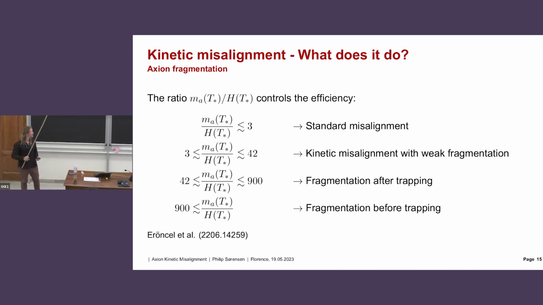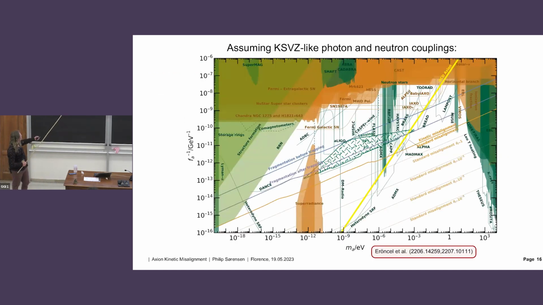If it's a little bigger than Hubble, then you have kinetic misalignment in the form that was envisioned by Co et al. If you try to push it further, then the mass becomes so large that you really probe the anharmonicities and have fragmentation while oscillating in the cosine potential. And if you push it even further, then you can have fragmentation even before the field stops. And we can map this back onto the m_a-f_a plane.